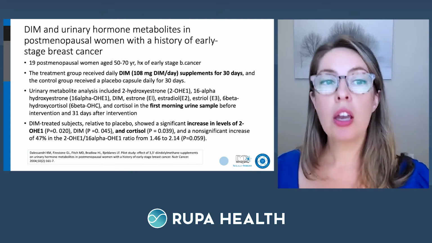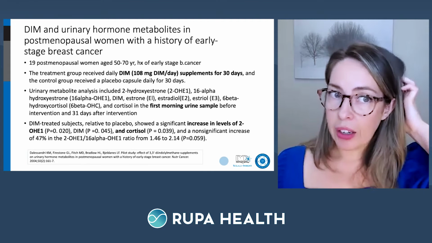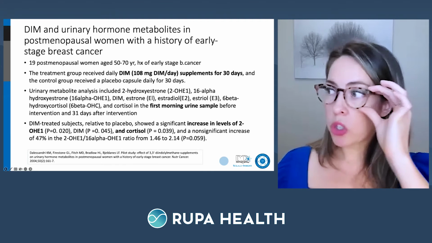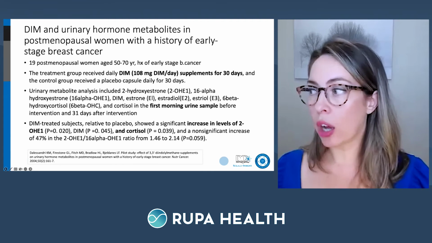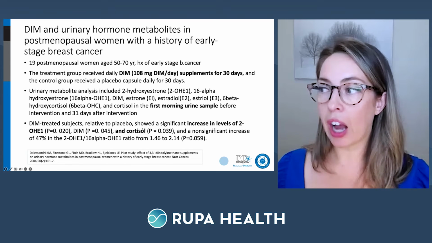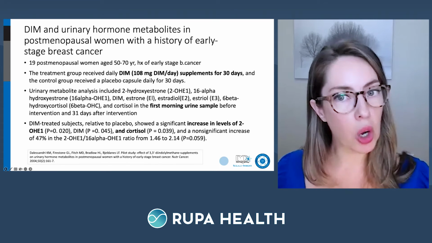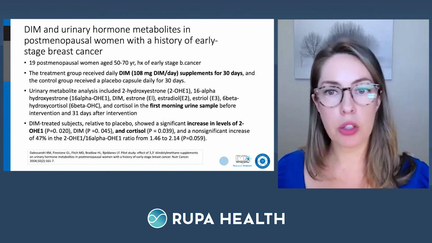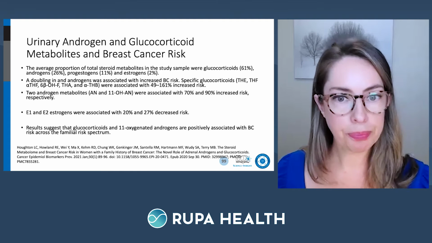if you want. Remember also, we saw this diindolylmethane study that was showing an increase in 2-hydroxylation, but I also wanted to point out they actually saw an increase in urinary cortisol, which I found interesting with diindolylmethane. So it might be something to consider.